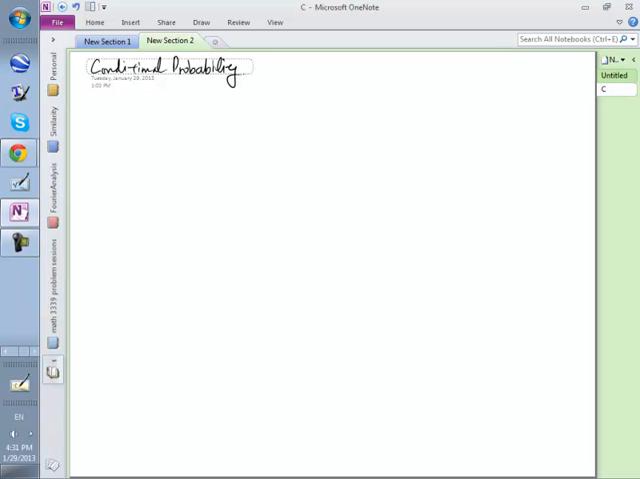Anyway, conditional probability. So the definition is the following. I have A, which is an event. We spoke about it last time a little bit. And B, which is the condition. When we say a condition, it is something that has already occurred. We take it as a given.